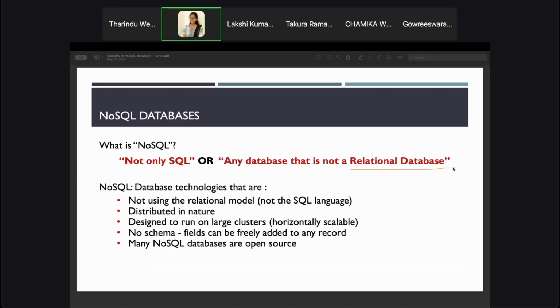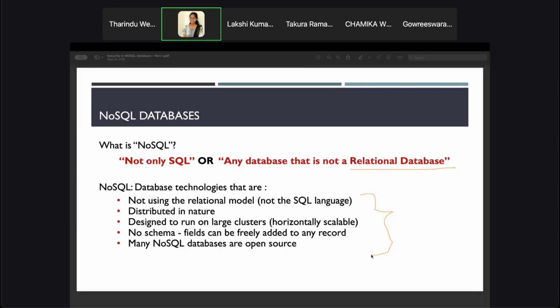All right. Usually, NoSQL databases have these common characteristics. They are not using SQL language, right? They are not using SQL to process the query, or they are not using the relational model. They are not using that tabular fixed structure. They are distributed in nature. Distributed in nature means, we'll study it later, but for now, for an understanding, you can split the database and store them in different places or different servers, right? That is distributed in nature and designed to run on large clusters.